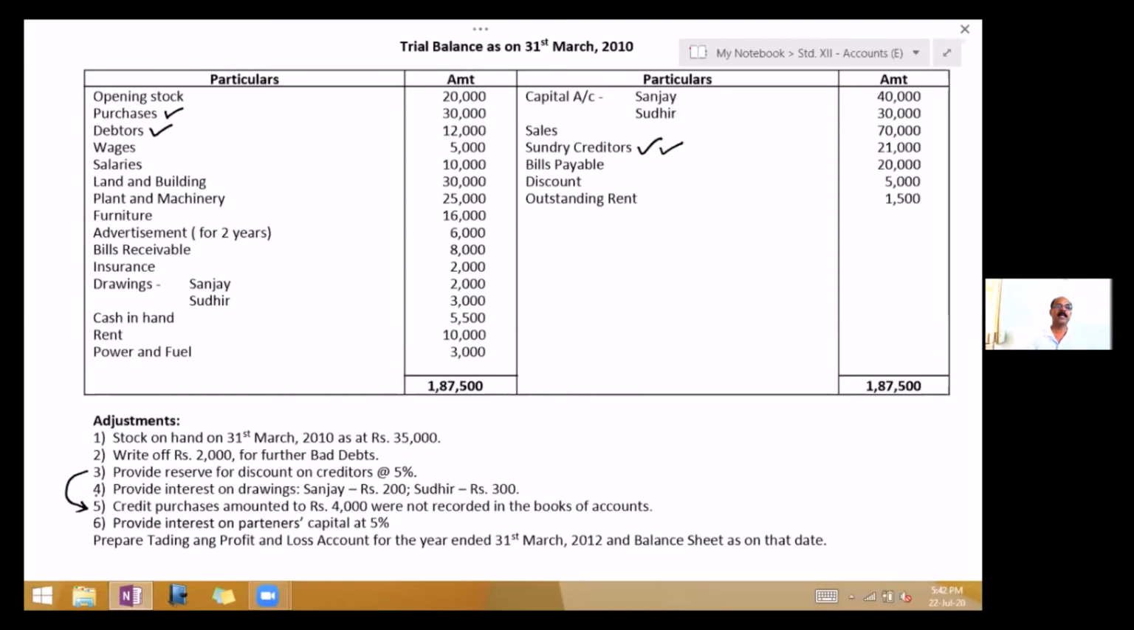Okay. So let's start, students. Is your format ready? Yes, sir. And remember, there is a small mistake. The last line, prepare trading and profit and loss account for the year ended 31st March 2010, has become 12 by mistake. Please make it 10, and balance sheet as on that date. Okay. So let's see the format.